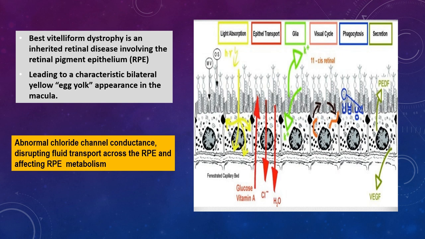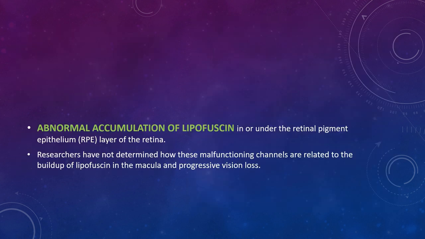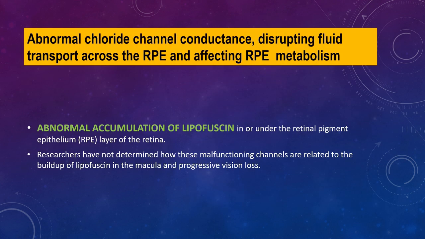Now what happens is that as we have abnormal chloride channel conductance through those channels present in the basolateral aspect of the RPE, the fluid metabolism of the RPE will be disrupted. As you can see, the chloride passes through the RPE and so does the water, and therefore this fluid transport across the RPE will be affected, and the metabolism of the RPE will also get affected.